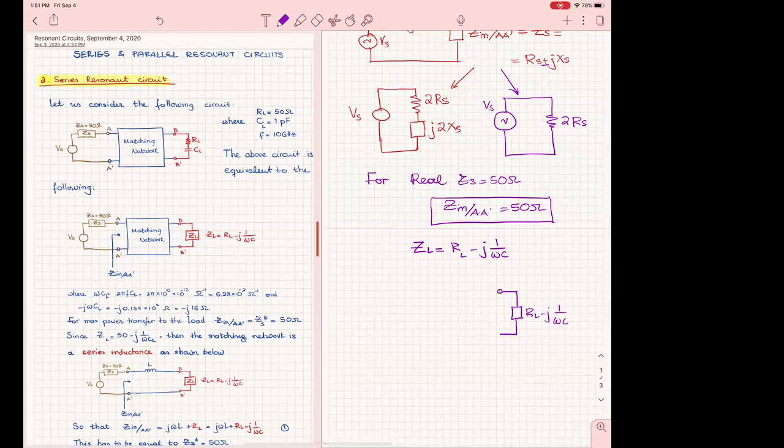Professor, yes, somebody had a question. Why does the load change?